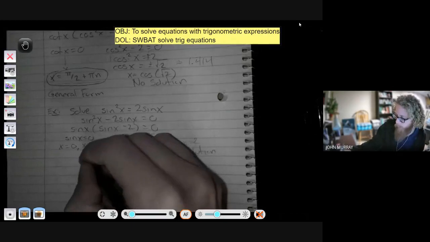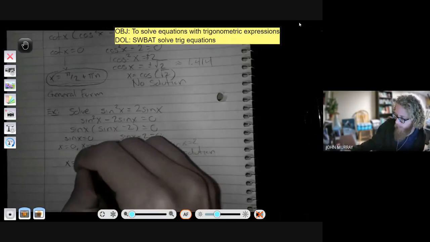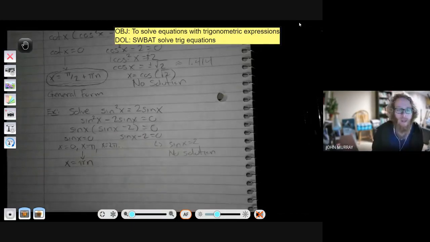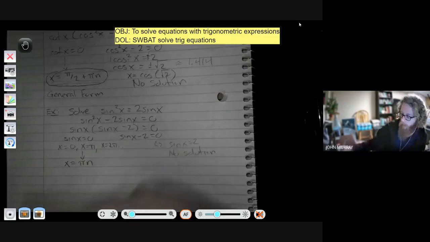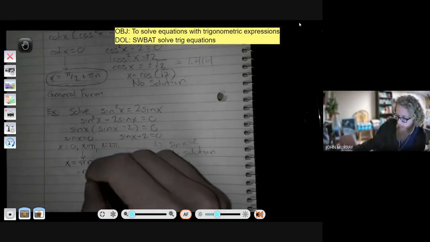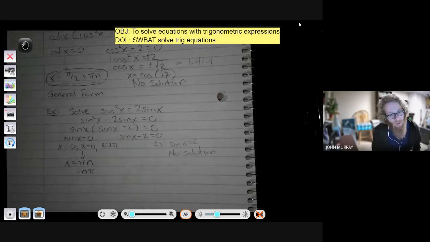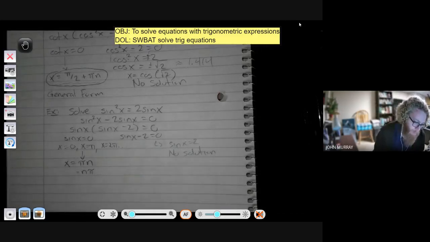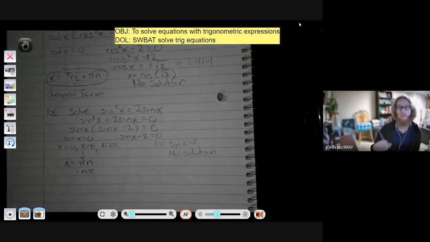So for my solution for this, I'm just going to say x is equal to pi times n. Okay, you can switch it around too. You can say n pi. Either way is okay. All right, so be careful sometimes, looking at the graph always helps.